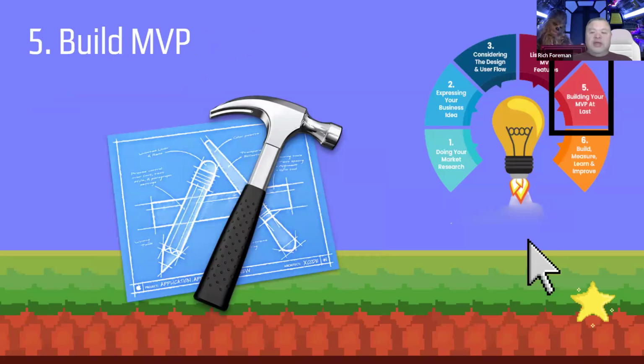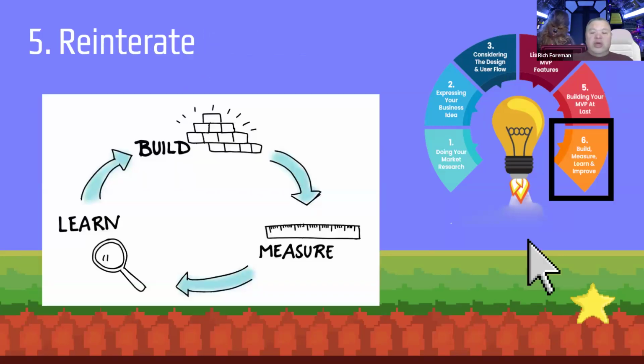Finally, build your MVP, and I will discuss this more in detail later on in this presentation. And then you iterate. So you build, measure, learn. Build, measure, learn. And if you think about it, for successful products, this doesn't stop. Apple is currently on the iPhone 16, and the cycle continues.